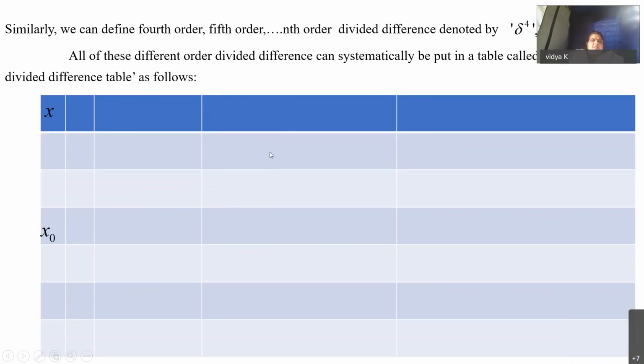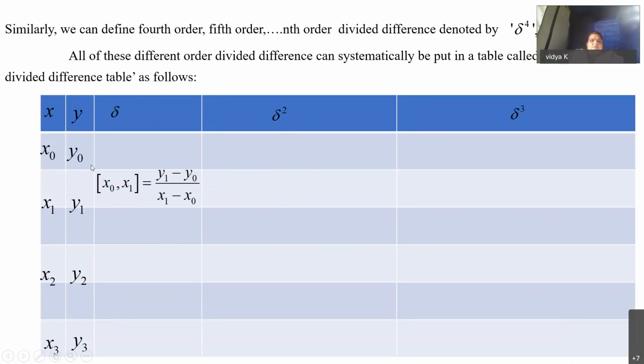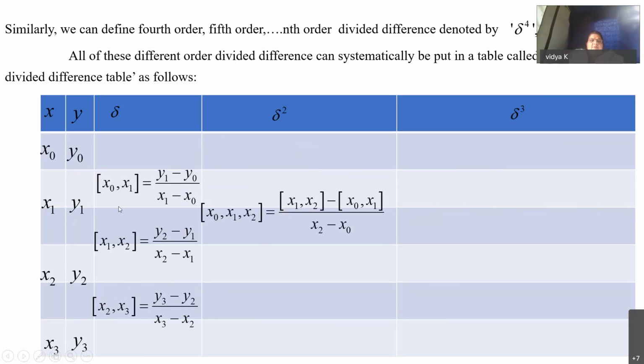First column for x, second column for y, and third column for first order divided difference, next second order, third order. So what is it? It is (y1 minus y0) by (x1 minus x0), which gives the first order difference between the arguments x0 and x1. Similarly, among these two, first order divided difference (y2 minus y1) by (x2 minus x1). Similarly this. Now go to second order: x0, x1, x2. Repetition of x1 is not required, right? What you do: this minus this, divided by this, skipping one value.